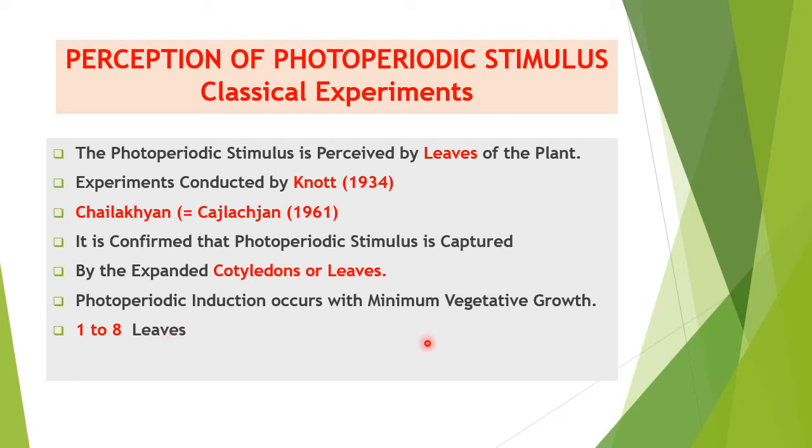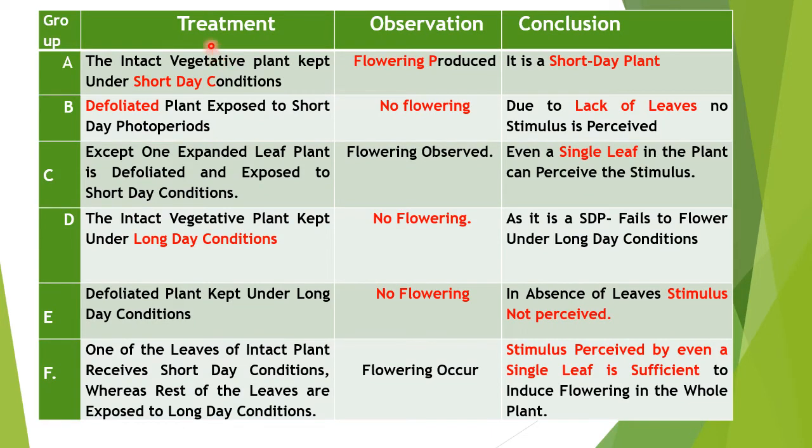Photoperiodic induction occurs with a minimum of vegetative growth. If a plant has only 1 leaf to 8 leaves, it will show the perception of the photoperiodic stimulus. Through this chart, we will explain now. There are different types of treatments which are given, the observations and the conclusions.